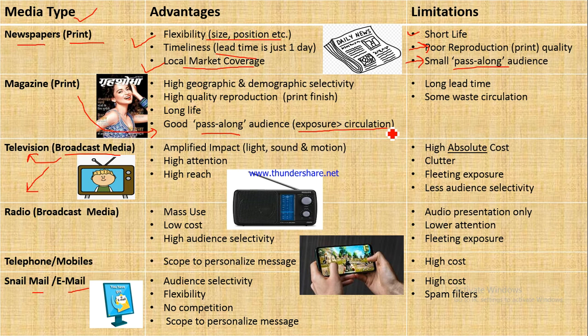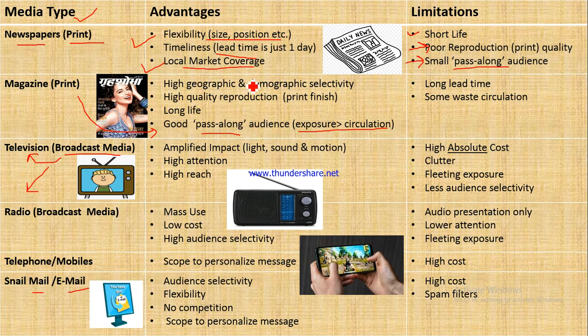So for the marketer, there is just one person who has bought the newspaper, that is me, but the actual exposure is 7 because 5 of my family members plus two of my friends have actually read this newspaper, and naturally they must have got exposed to the ad. So that is the difference between exposure and circulation.